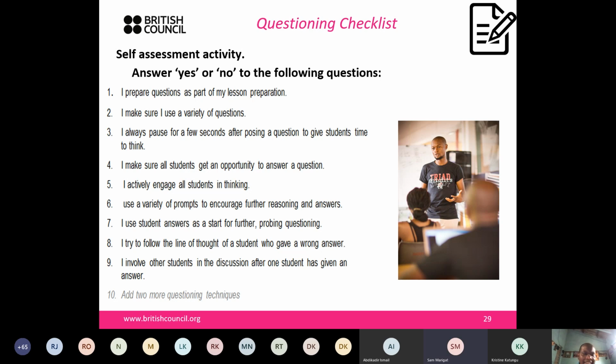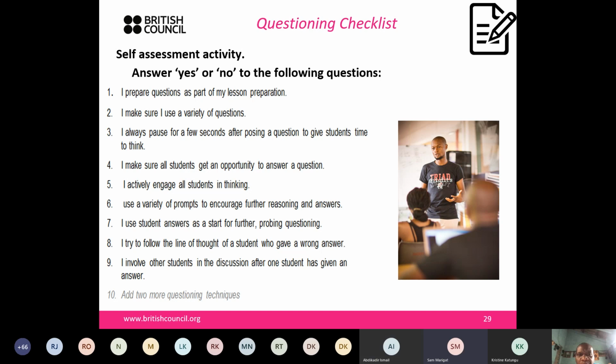And number 9, do we involve students in discussion, with one student after another student had given an answer? So an answer has been given. Do you allow your students to discuss that answer deeper? Number 9. So we are on number 9. Yes, yes, yes, no. Yes, no. Okay, number 10.